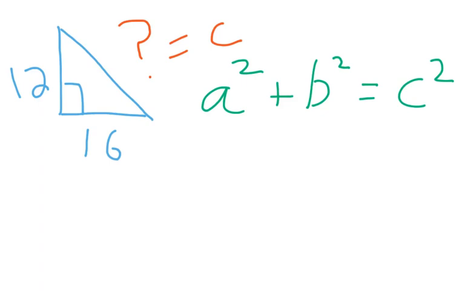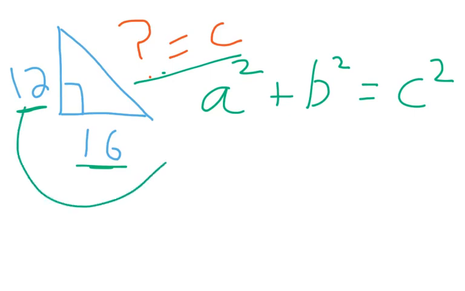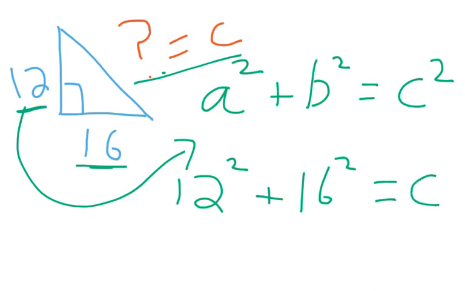And so remember, it doesn't matter which of these two sides is A and which is B, but this one over here always has to be C. So I'm going to take 12 and put it in for A, and I'm going to put 16 in for B, and we're trying to figure out what C is. So I end up getting 12 squared plus 16 squared equals C squared, and that's what we're going to try to figure out.